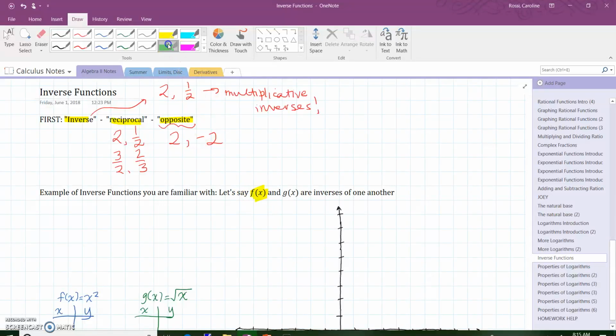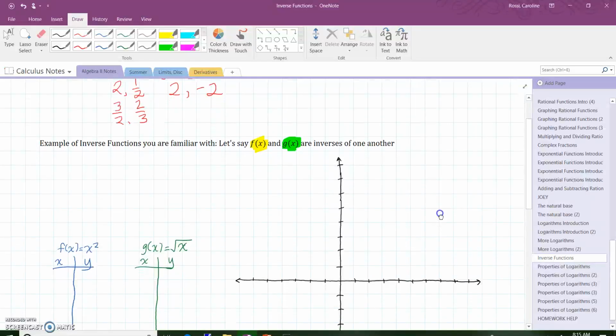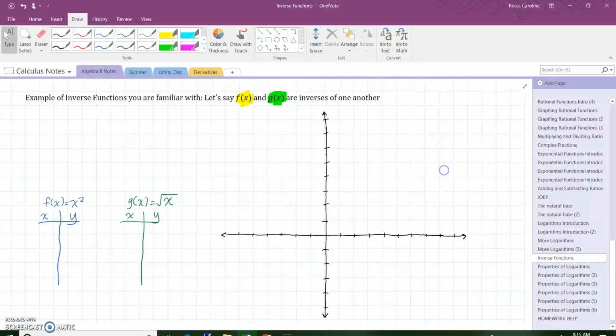So usually if you're looking at a book, they're going to say f and g for the inverse functions. And let's take a set of inverse functions that you're very familiar with. Let's do x squared and the square root of x. So take a minute and pause the video and get a table and a graph set up here so that whenever I do it, you're caught up with me. So let's let f of x equal x squared. And let's let g of x equal square root of x.